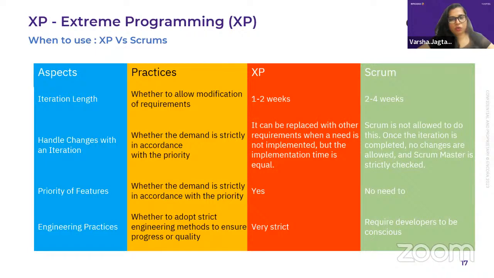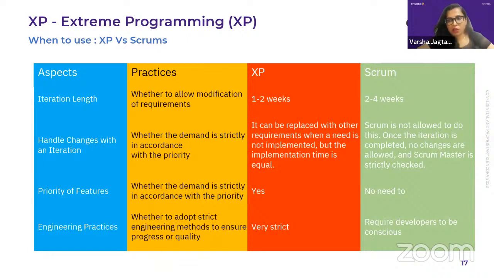So what does that mean? Whether the demand is strictly in accordance with the priority. In XP, a requirement can be replaced with other requirements when it has not yet been implemented, provided the implementation time is equal. So it is agile, I mean, extreme level of agile. In Scrum, you will say it is not allowed. Once the iteration is started, no changes are allowed, and the Scrum Master strictly checks that. In between you can't just change the priorities. We came to this goal after a discussion, and now in 2 to 4 weeks we will deliver that.